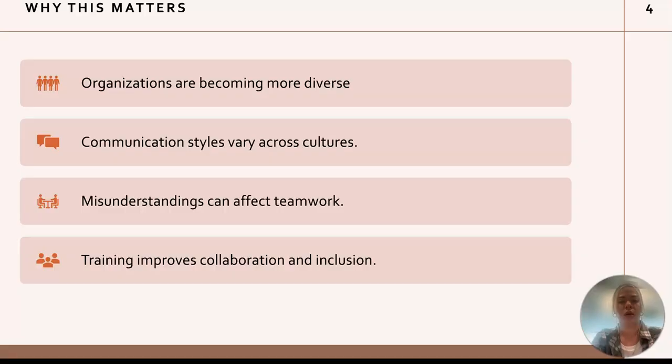So why is this important? Today's workplaces are becoming more diverse than ever before. Employees regularly work with people who have different cultural values and communication styles, and without proper training, these differences can lead to misunderstandings, conflict, and reduced teamwork. Cross-cultural training helps employees communicate respectfully, understand different perspectives, and create a more inclusive work environment.